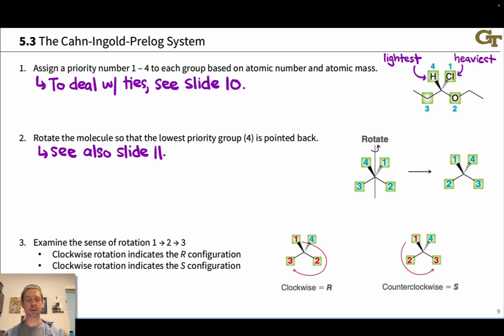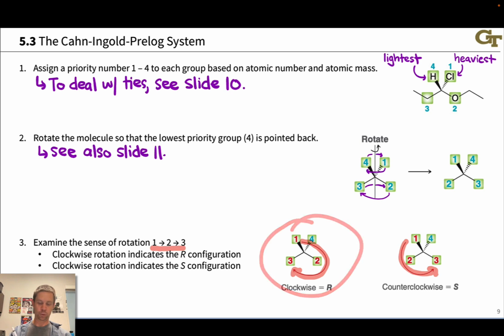And then what we're going to do is look at the sense of rotation of the remaining groups. So you'll see that in this orientation, the 3 remaining groups form a triangle. We're going to look from 1 to 2 to 3 and look at the sense of rotation as our eye moves from 1 to 2 to 3. A clockwise sense of rotation indicates the R configuration, and a counterclockwise sense of rotation indicates the S configuration. So we can see here, for instance, that in this structure, we go from 1 to 2 to 3, and that is clockwise. This is an R configuration.